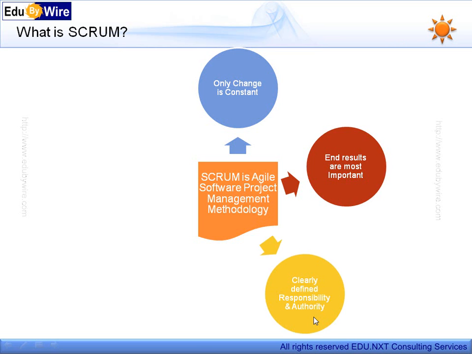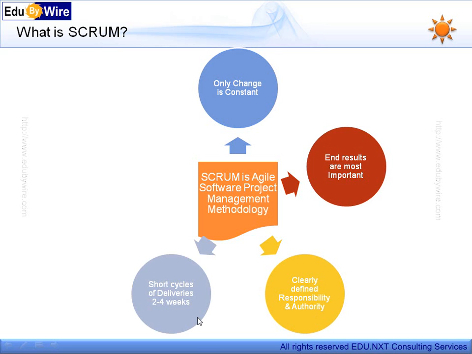Scrum clearly defines responsibility and authority for the team. Those who do the work, that is the team, are responsible for it. Not management, not the stakeholders, but the team. The team has the right and authority to manage and organize themselves as they see fit. The team must commit to and deliver results on time.